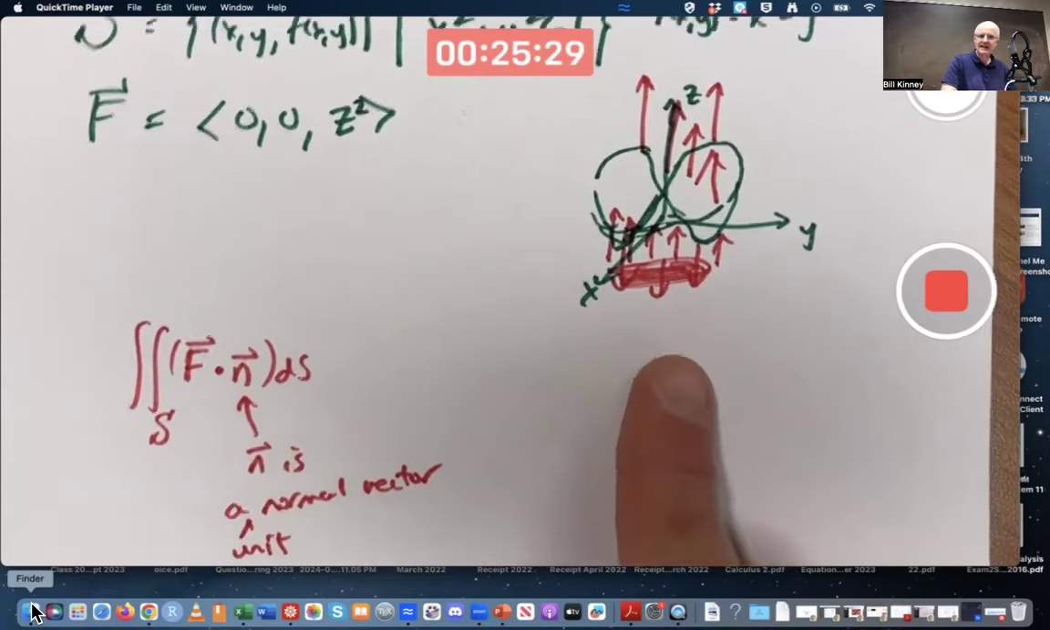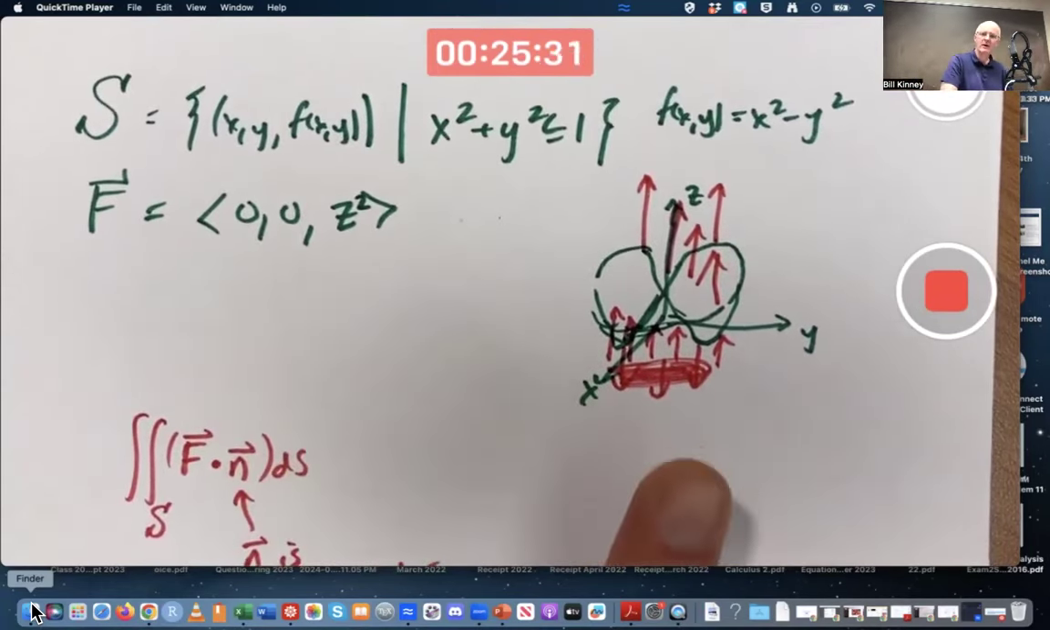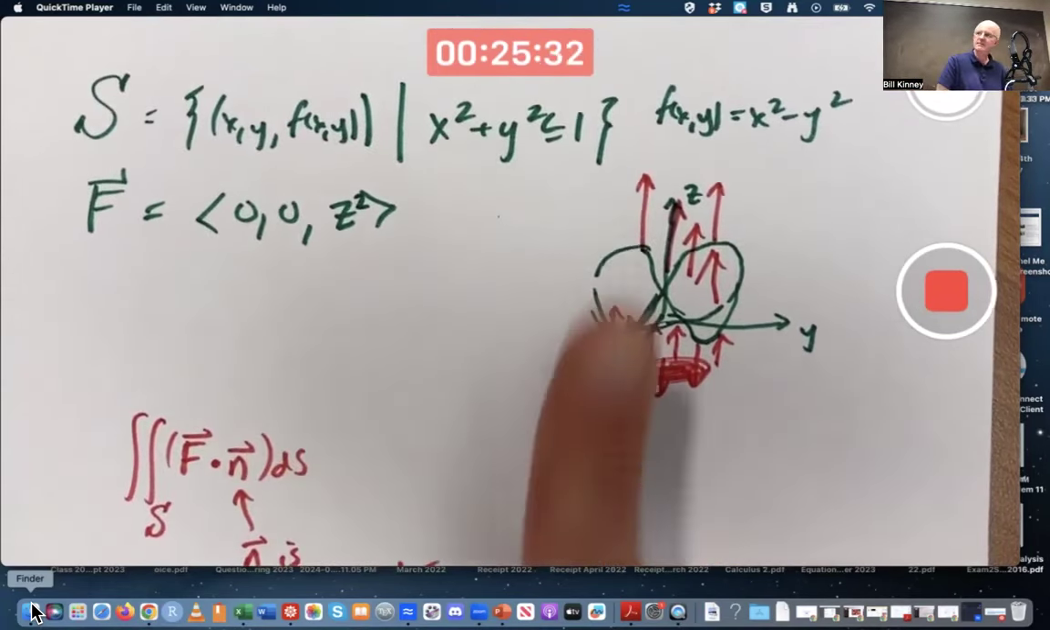It makes more sense, since the velocity vector field F is pointing, generally speaking, upward, to let n be an upward pointing normal vector, not downward pointing. Then we should expect this flux integral, that's what this is called, a flux integral, to be positive because the velocity vectors are pointing upward.